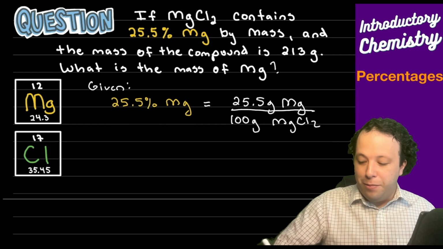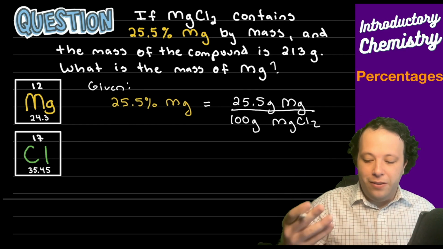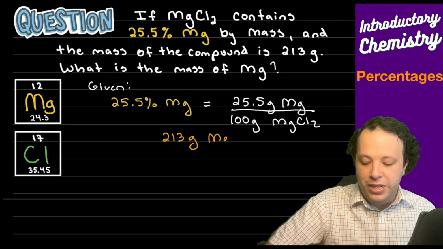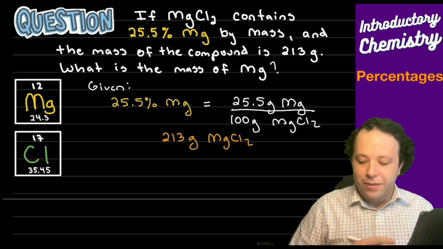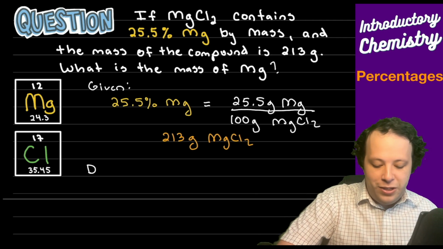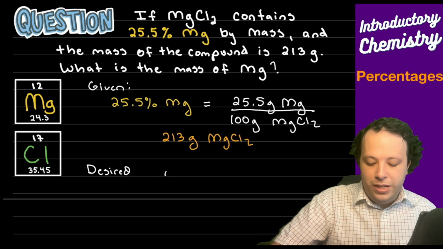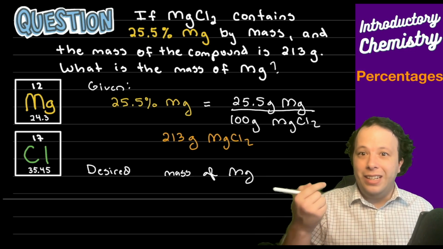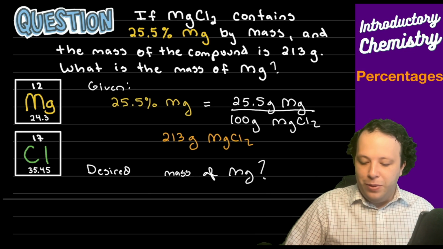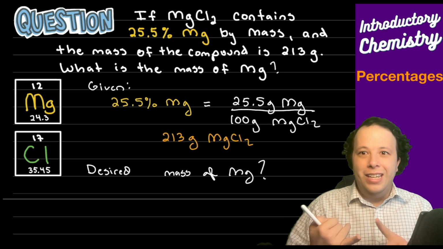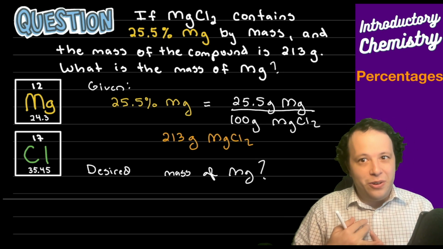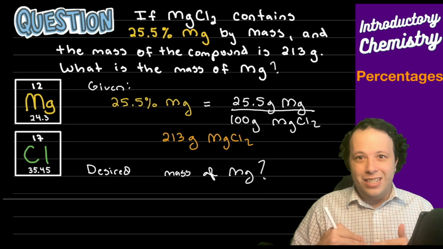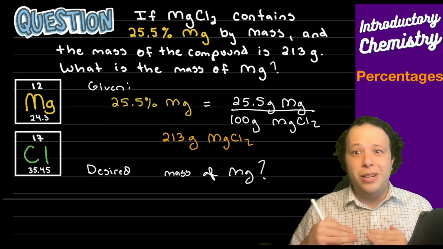Now, what else were we given in the problem? We were also told that our compound is 213 grams. So we'll put that down as well. So MgCl2 is 213 grams. Our desired piece of information is that we want to know what is the mass of magnesium. So what we have to do is set this up like a unit conversion problem. So how can we do that? Well, we have two options to start with, either the mass of magnesium chloride or a unit conversion. And if you remember from previous videos regarding unit conversions in dimensional analysis, we never start with a conversion term unless we necessarily have to.